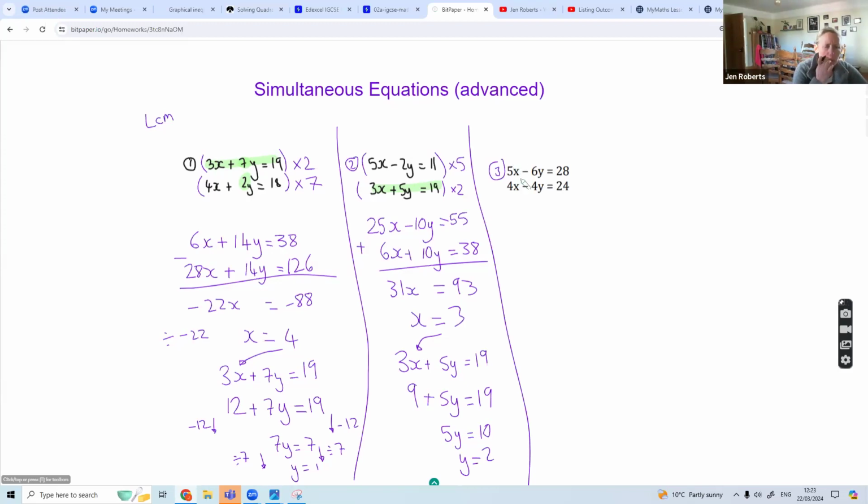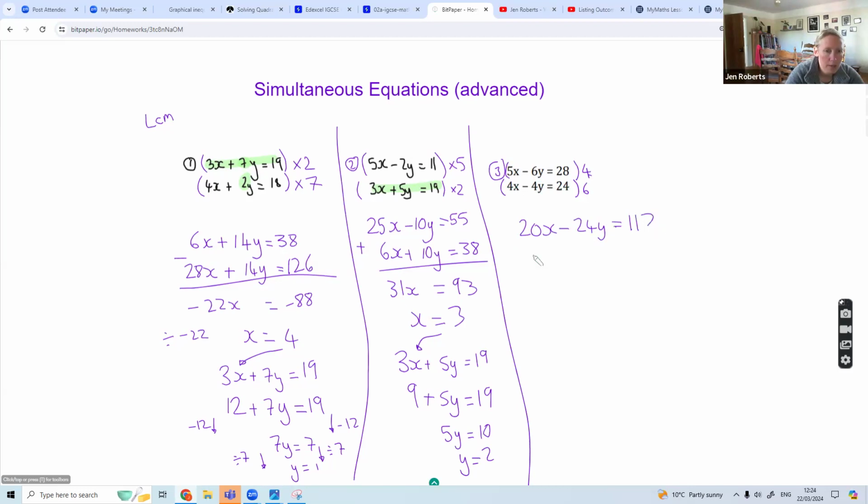Now, some people might use their common multiple as 24. Some people might use it as 12. Some people just get into the habit of thinking, well, I'm going to times this by this bottom number, and I'm going to times this equation by that number. If you use 12 instead of 24, that's fine. I'm just going to use 24. Times the top by 4: 20x minus 24y equals 112.